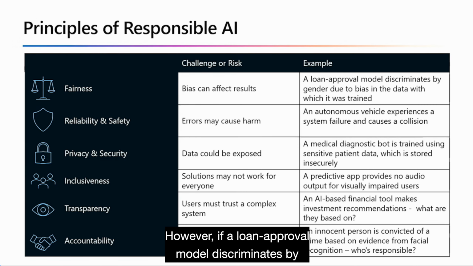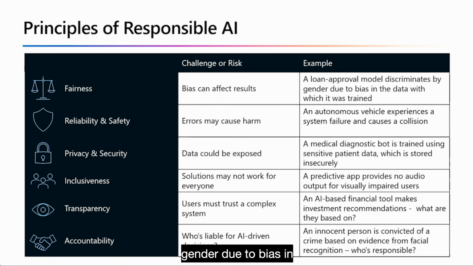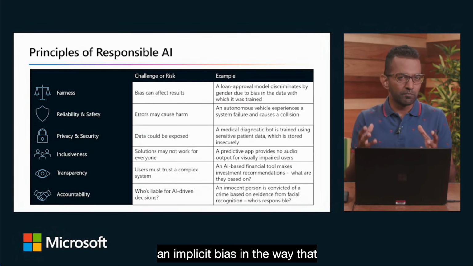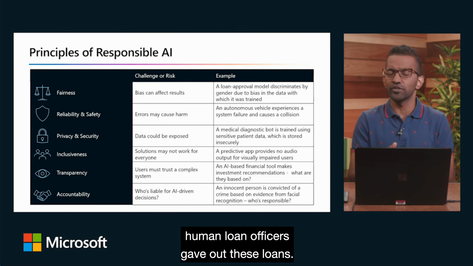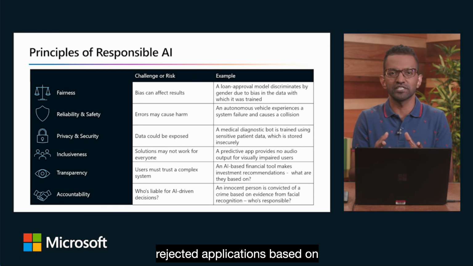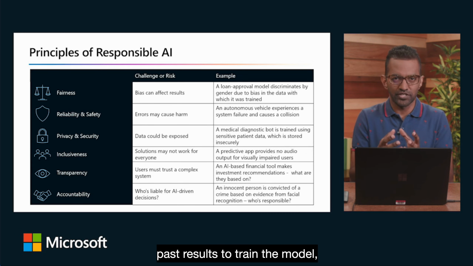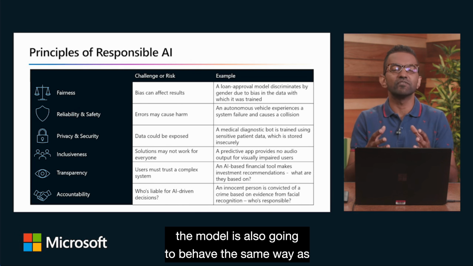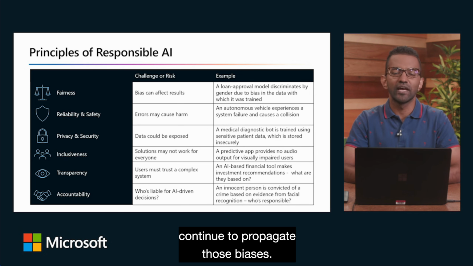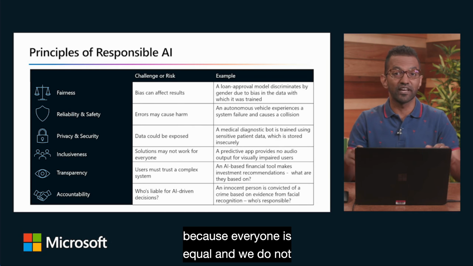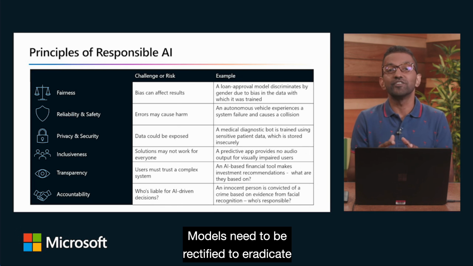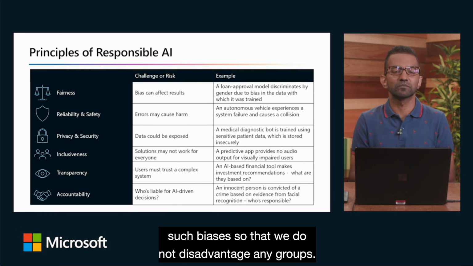However, if a loan approval model discriminates by gender due to bias in the data using which it was trained, in the past, maybe there had been an implicit bias in the way that human loan officers gave out these loans. If we feed this wrong data of accepted and rejected applications based on past results to train the model, it is also going to behave the same way as these biased loan officers and continue to propagate those biases. And we want to avoid this because everyone is equal and we do not want to continue making the same mistakes from our past. So models need to be rectified to eradicate such biases so that we do not disadvantage any groups.